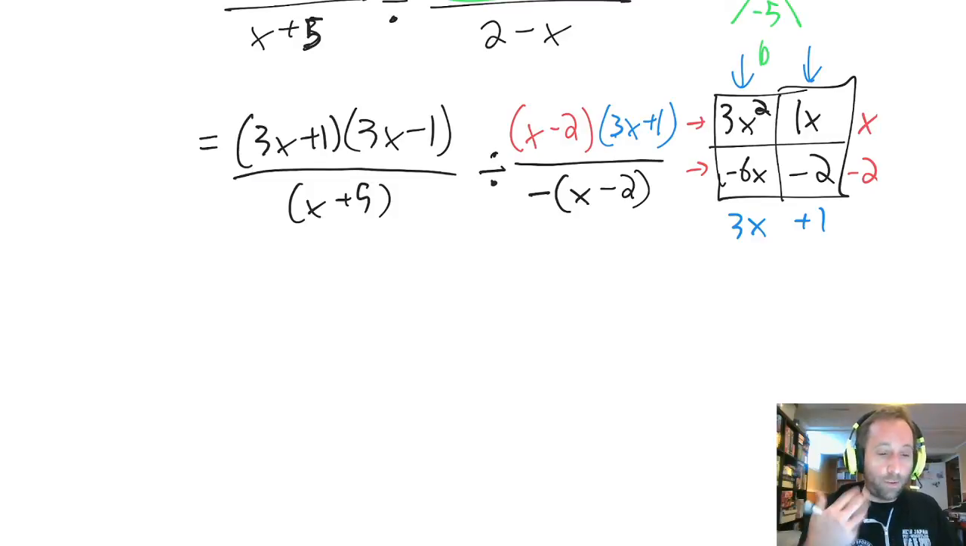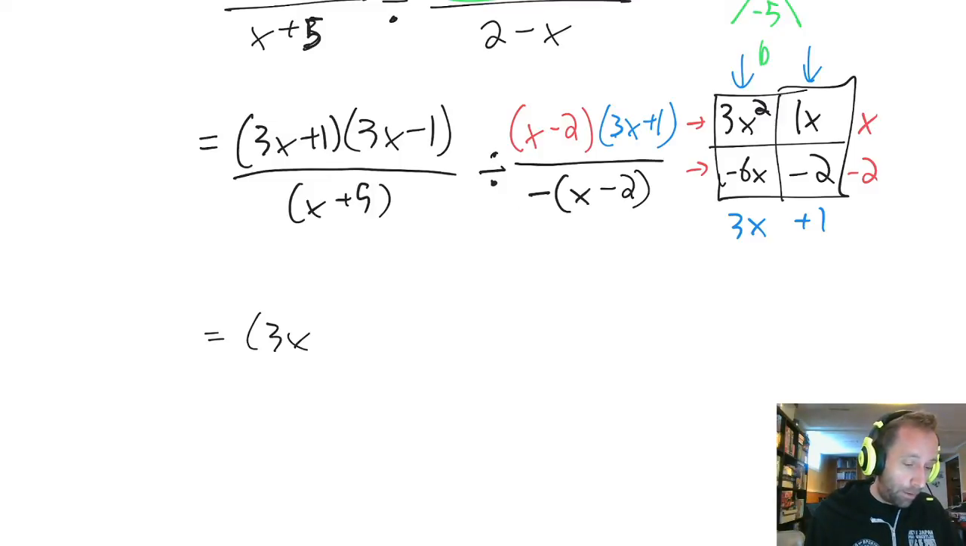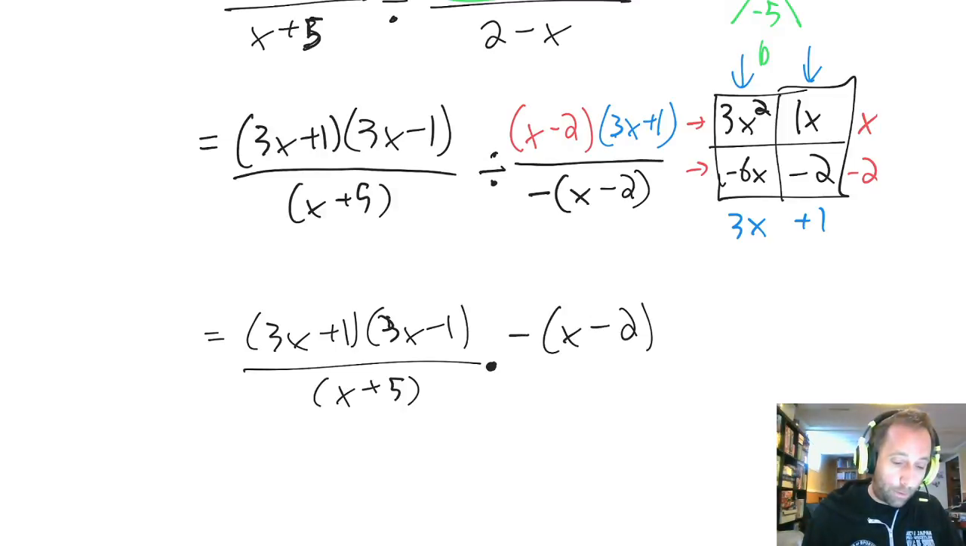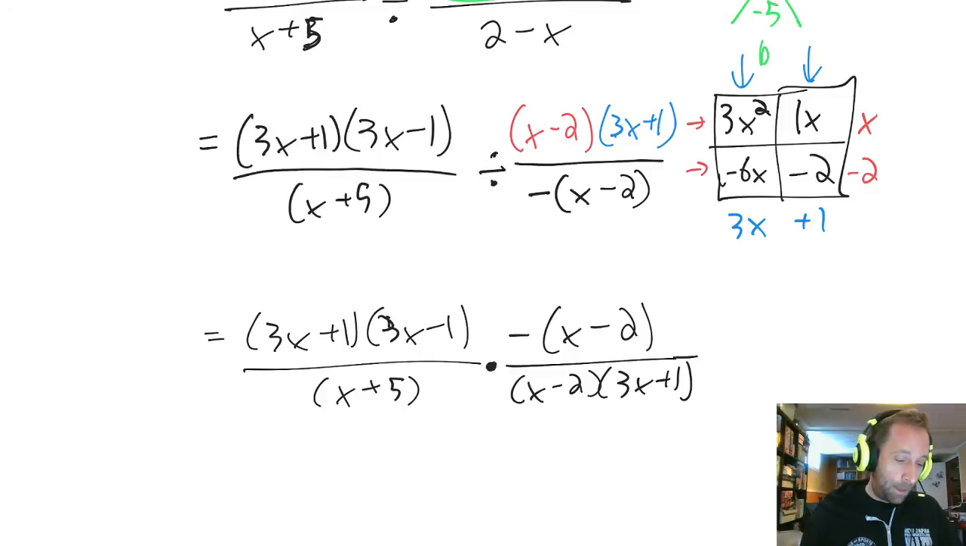Before we reciprocate the expression on the right-hand side, actually, I will reciprocate it first, and then I'll go back and look for the non-permissible values. So the fraction on the left stays the same, and we're going to want to reciprocate the one on the right: x minus 2 times 3x plus 1. At this point, we're going to start simplifying. But before I do, let me check for my non-permissible values.